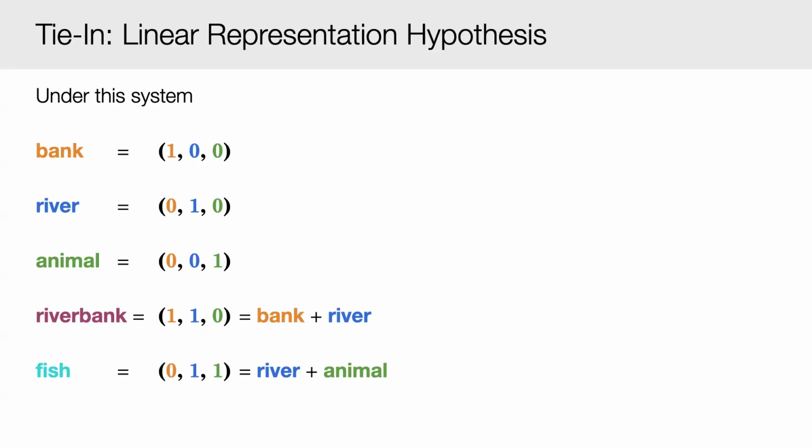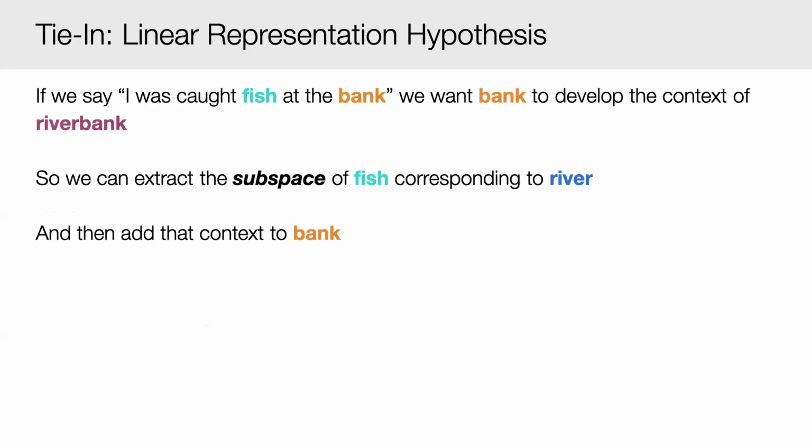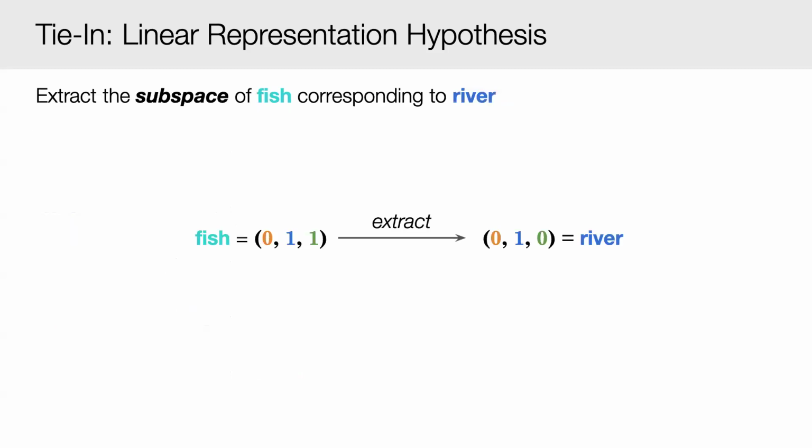Right. Now say we have the sentence, I caught fish at the bank. In this case, we want bank to develop the context of river bank. You're probably not catching fish at a financial institution. So what we want to do is extract the subspace of fish corresponding to river, and then add that context to bank.